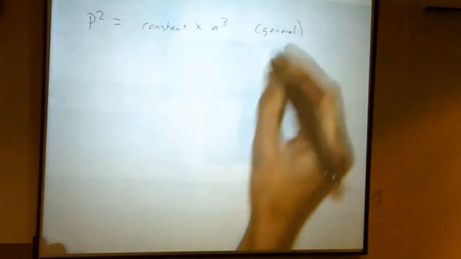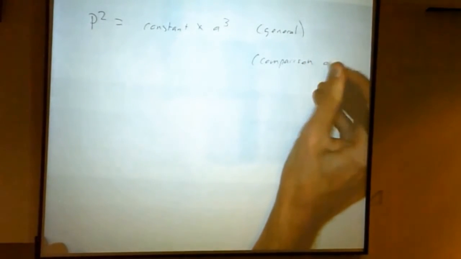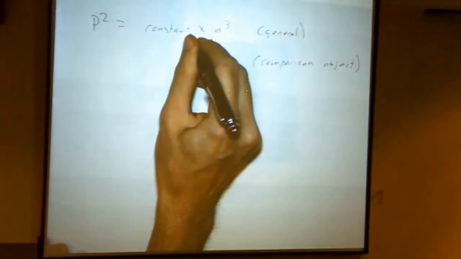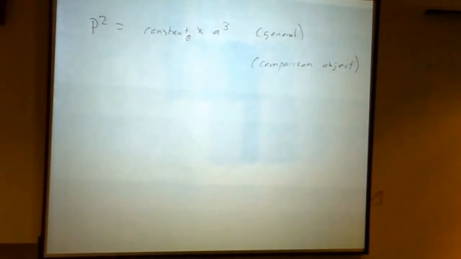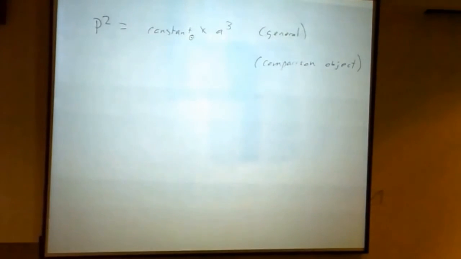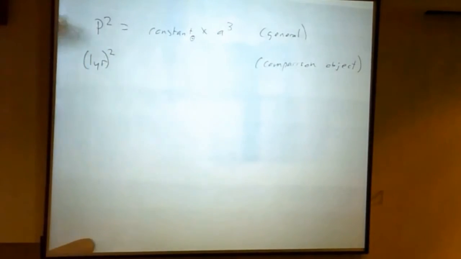Now we're going to take a specific comparison object. Let's take the Earth. Since this only goes for things going around the sun, in fact, I'm going to put a little subscript here. That's the symbol for sun, a circle with a dot in it. A circle with a plus sign is Earth, and all the other planets have their own symbols. But here, we're just talking about things going around the sun. So the comparison object will be the Earth. Earth goes around the sun with an orbital period of 365 days, or just simply 1 year. So let's write that out here. 1 year squared.